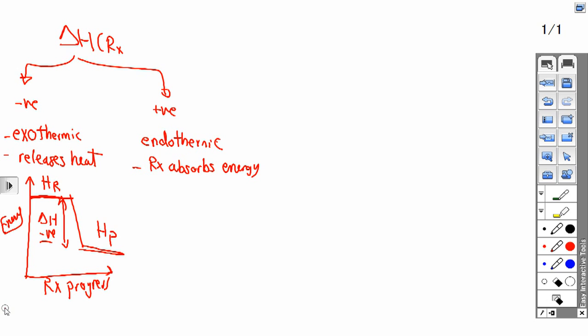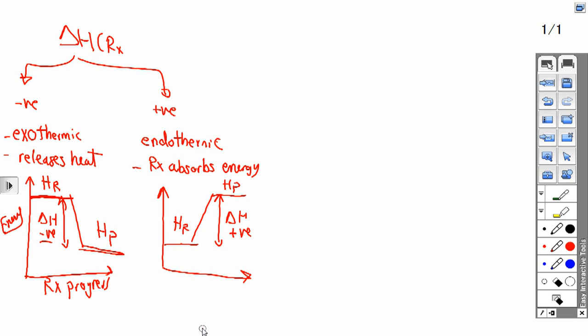Opposite of this, for the endothermic reaction, the energy of the reactant is less than the energy of the product. This is the enthalpy of the reactant, and this is the enthalpy of the product. The difference between them will be delta H, and because the energy of the product is greater than the energy of the reactant, the difference should be positive. In this case, this reaction needs heat because the energy of the reactant is low, so it needs heat to reach the energy of the product.